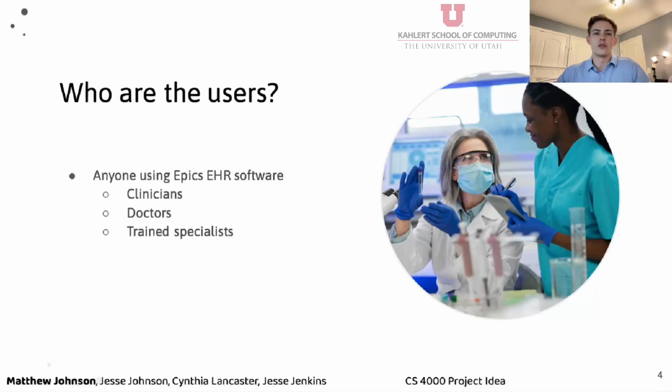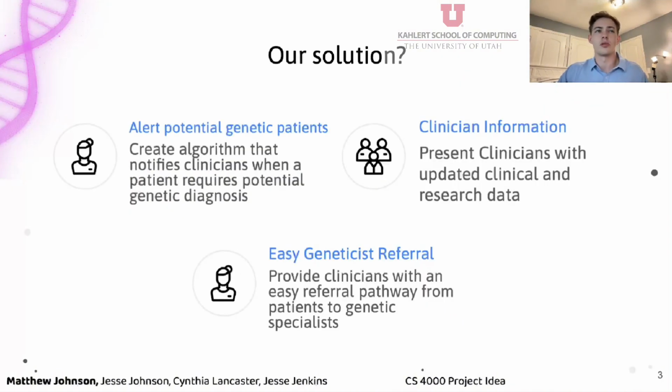So the users of our software are going to be clinicians, doctors, and any trained specialist that is inputting any patient data into an EHR. And as a user, I want to be able to give the highest quality of care to my patients as possible. And in order to achieve this goal, we would have to be able to diagnose a genetic disease as quickly as possible and as early as possible in order to get our patient the best care that they can get. So our solution to this problem is to alert a doctor as soon as our algorithm might detect that this patient could have a genetic disease.